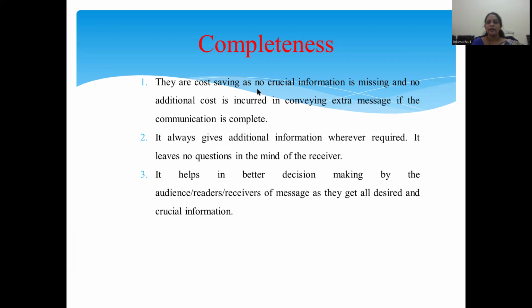Completeness. Whatever message we pass on should be complete. There should not be any missing data, as we don't know which is important and which is not. So as a sender, we should always send the complete information to the receiver. We should not miss any of the crucial information. Always give some additional information wherever required, and leave no questions in the mind of the receiver. It helps better decision making by the audience as they get complete information during the process of communication.